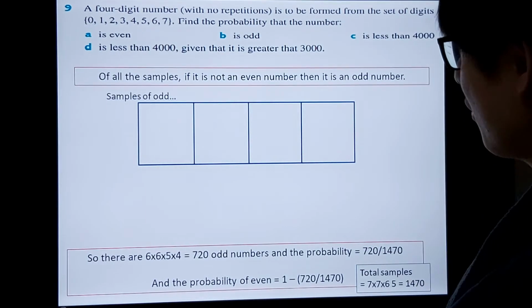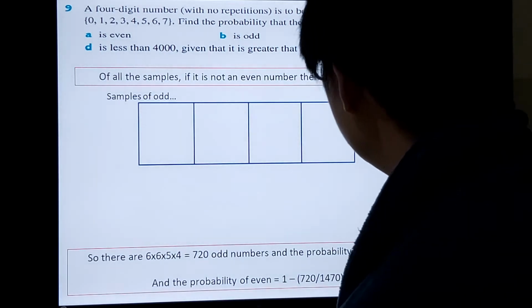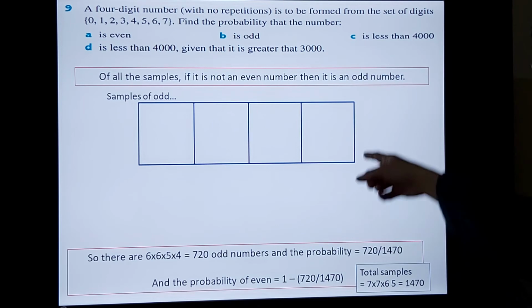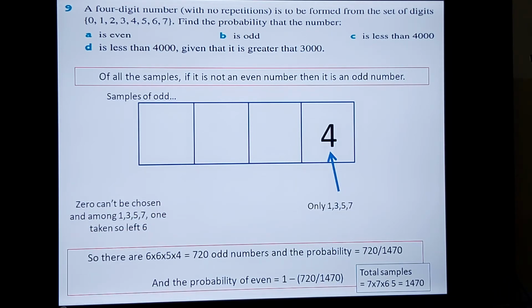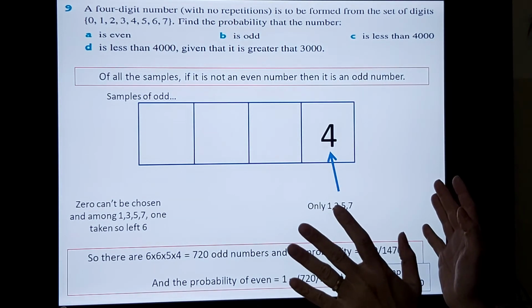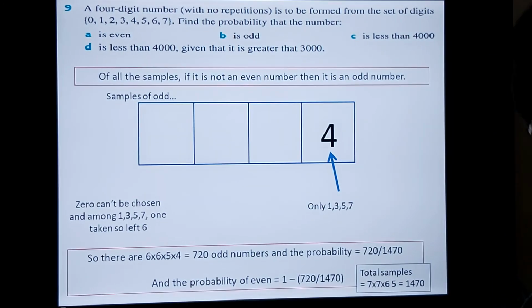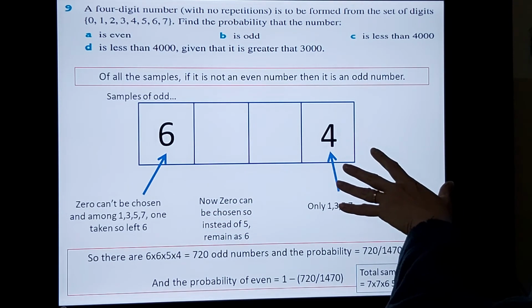Or you can solve the other way, which is what I introduced earlier on in the slides. So for an odd number, what are the choices you have for the last digit? It is either 1, 3, 5, or 7. So there are 4 of them. And 0 is not among them, right? So I can exclude 0. If I exclude 0, and here has taken 1 digit, how many do I have left? I have 6 left. So in this case, I can put 6 instead of 7.